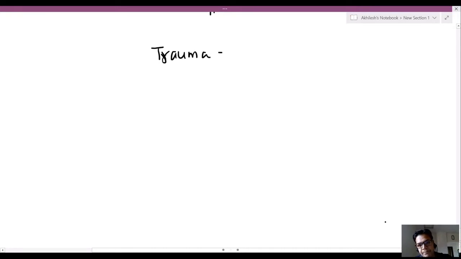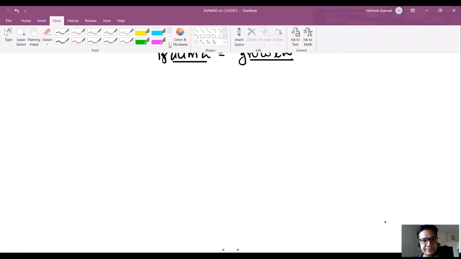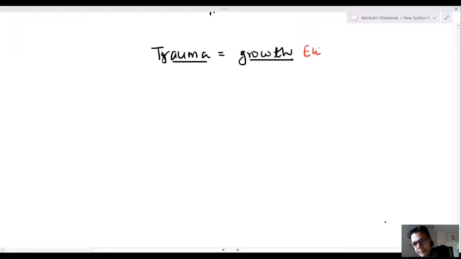Now, sir, there is a relation between trauma and growth. This relation was given by Ewing. This is known as Ewing postulate, the relation between trauma and growth.